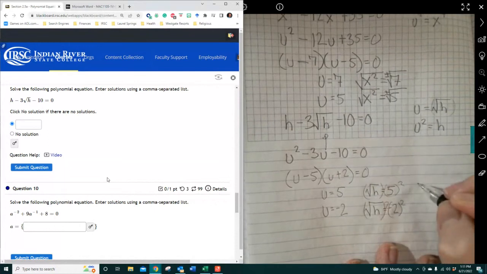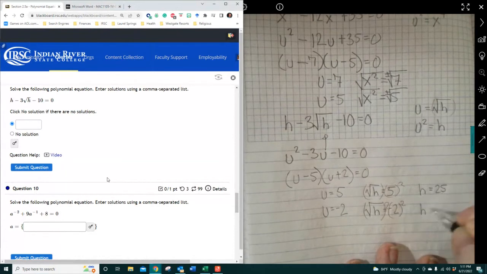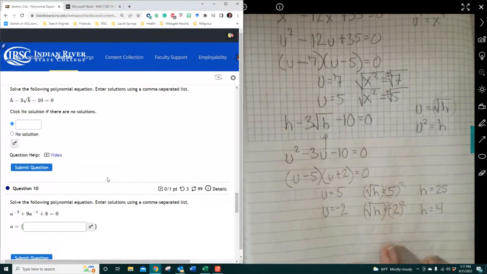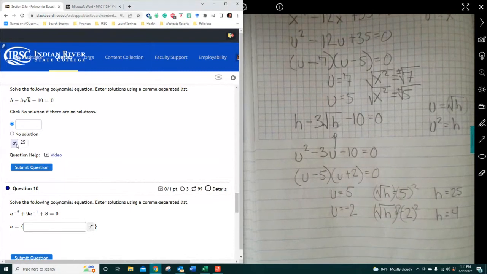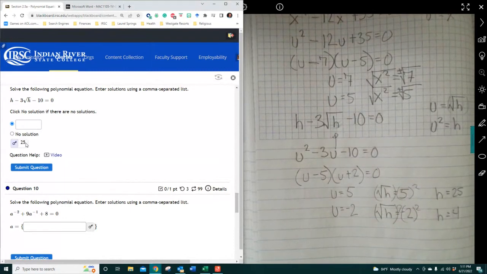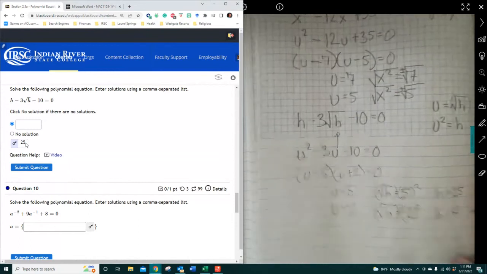And so your answers are going to be H is equal to 25, and then H is equal to 4. So let's see what the answers are. And we have 25. Now, wait a second. Where did the 4 go? Okay, I'm going to explain. I love doing that.